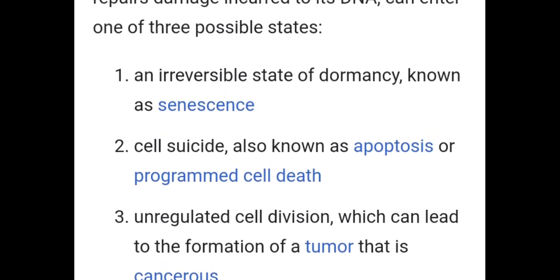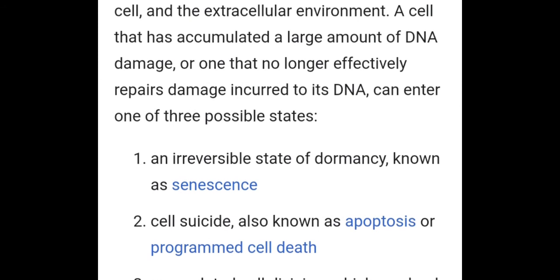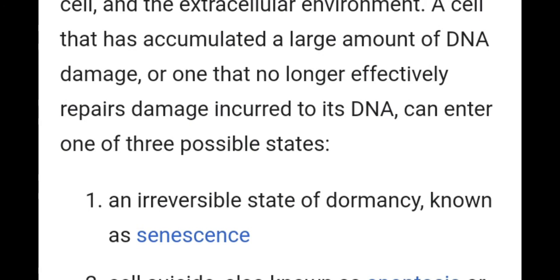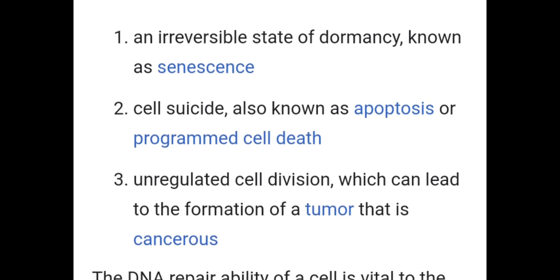These are the three fates of the cell containing a large amount of DNA damage, or one that can no longer be repaired. First, it may enter senescence, an irreversible dormant state, where the cell cannot come back to its normal form. It permanently enters the G0 stage of the cell cycle, permanently inactive. Second, cell suicide, also known as apoptosis or programmed cell death. Or third, it may become a tumor. Unregulated cell division may occur, which leads to the formation of a tumor, and if the tumor is malignant, it leads to cancer. So these are the fates.